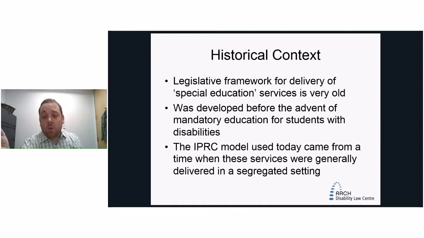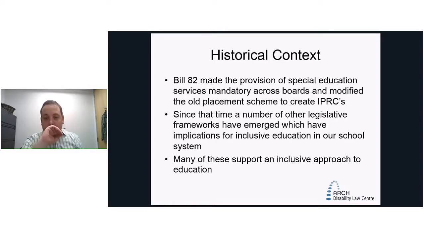But as I say, it's a very antiquated system that was developed at a time when our understanding of disability was not quite as advanced as it is now, and there are a few weird policy implications of that, and implications for your own advocacy and for the way we think about special education services. So as I mentioned, Bill 82, which brought in mandatory special education across Ontario, created these IPRCs, or Identification, Placement, and Review Committees.